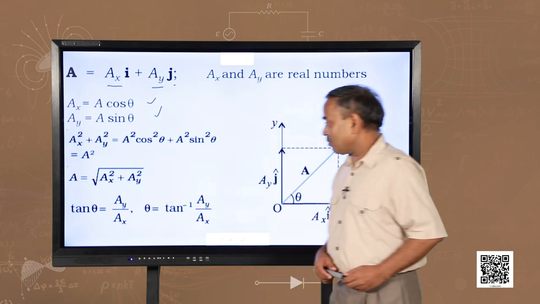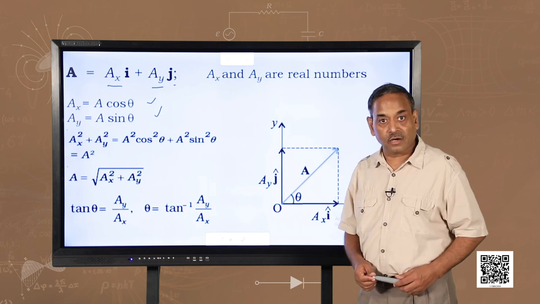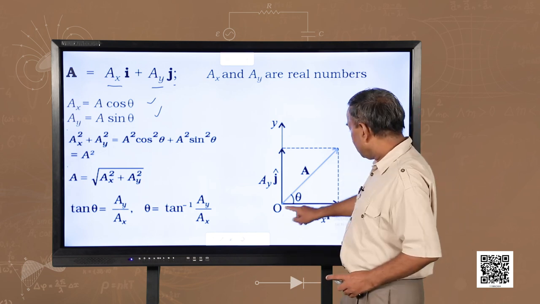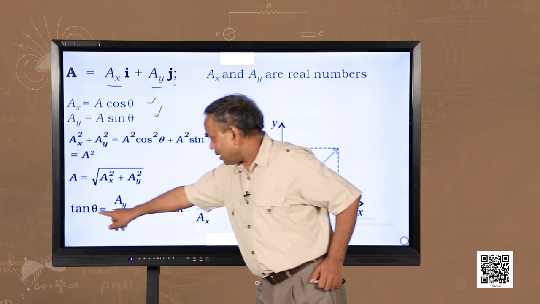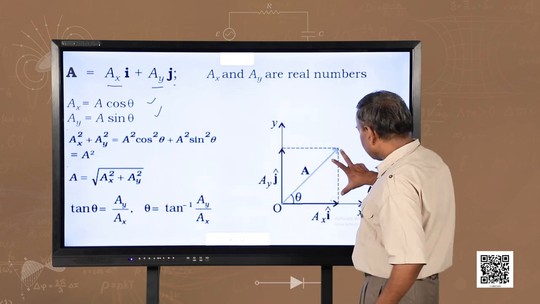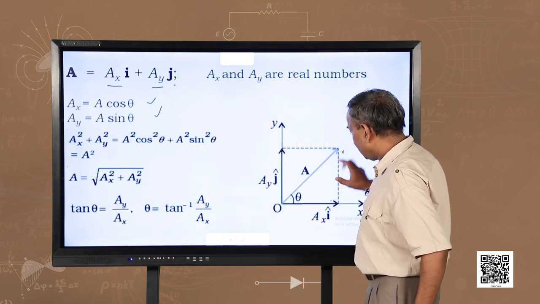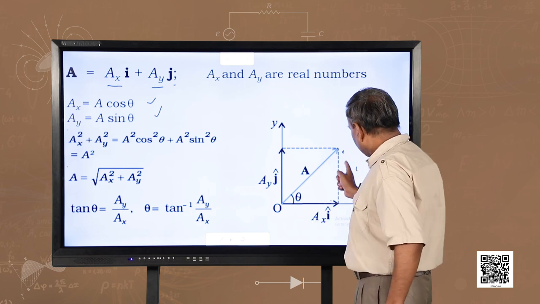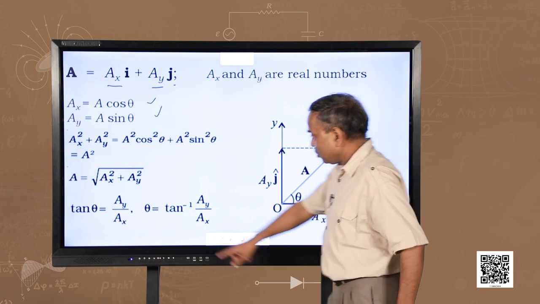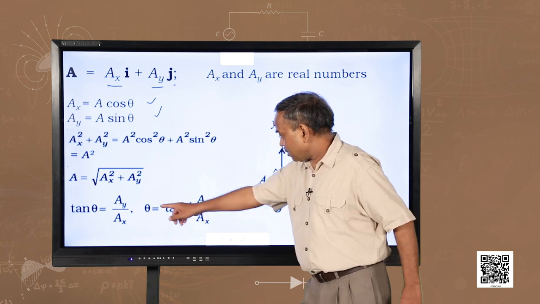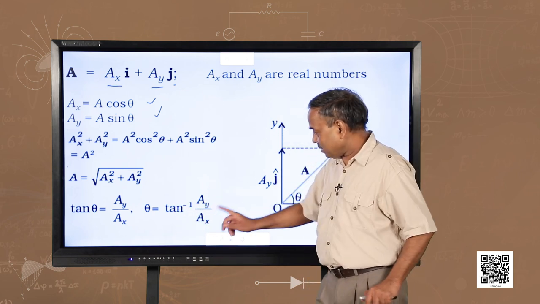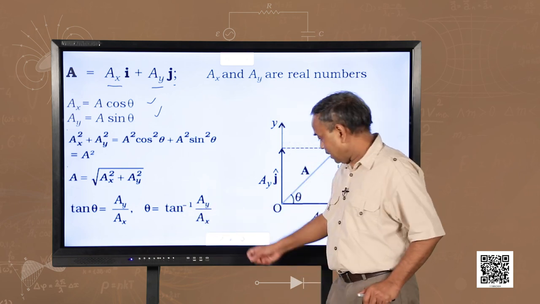Now, let us see what is the value of tan theta. How do we find out the angle theta? If you do it in the same diagram, tan theta is equal to, this is AX and this is my AY. So, my tan theta is equal to perpendicular divided by base. So, AY by AX, or theta is equal to nothing but tan inverse of AY by AX. This is how you can define it.